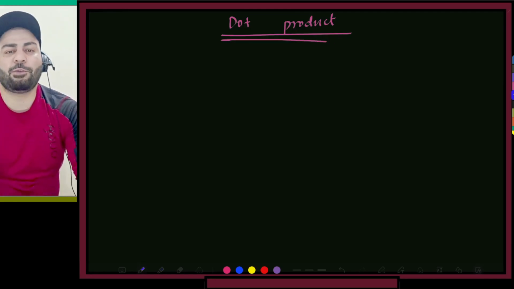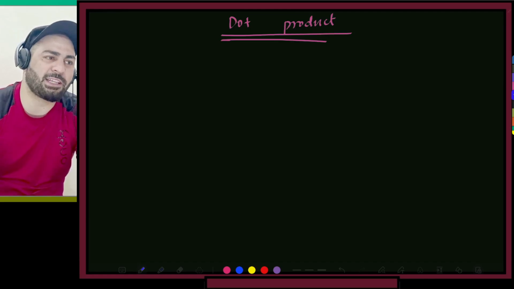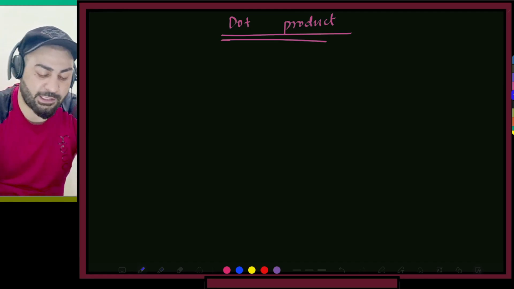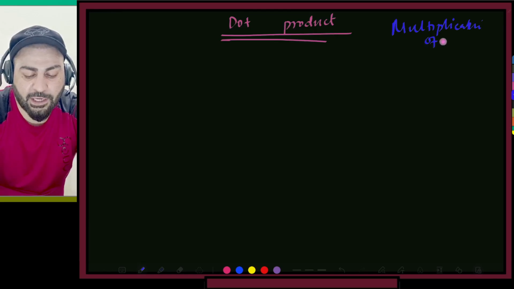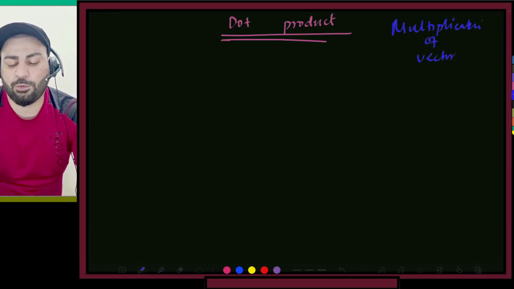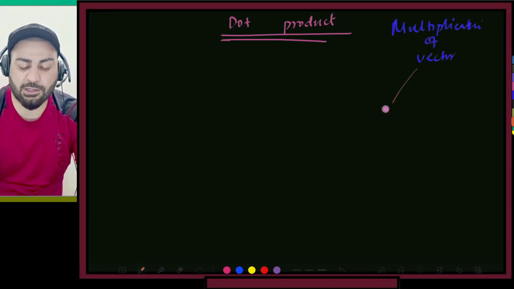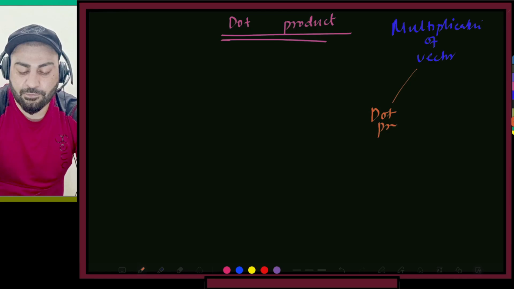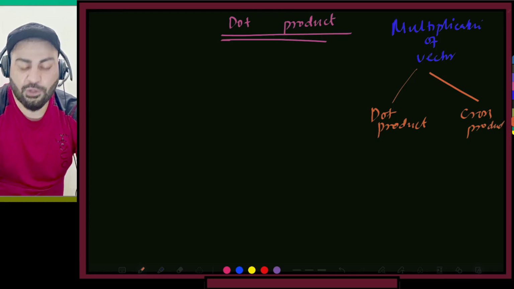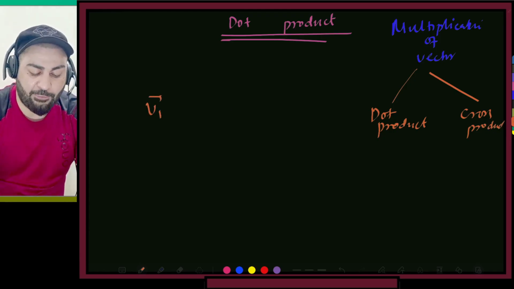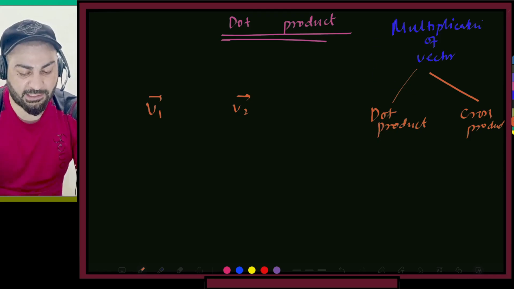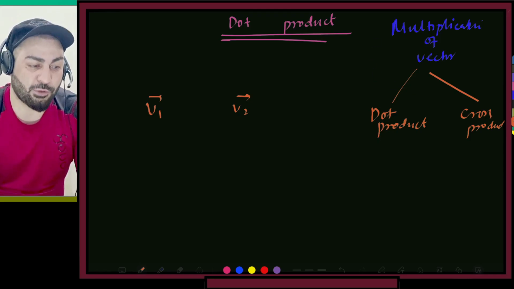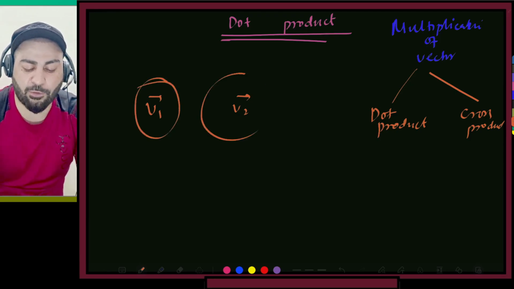We saw addition and multiplication by a scalar, so can we somehow multiply two vectors? Can we somehow see multiplication of vectors? There are two types of multiplication of vectors. One is called the dot product and one is called the cross product. If you have vector v1 and vector v2, is the multiplication of vectors applicable? Yes, it is, but not in a similar sense. You can perform a dot product and you can perform a cross product.